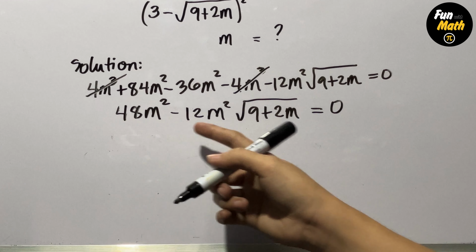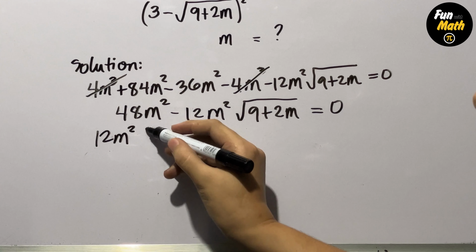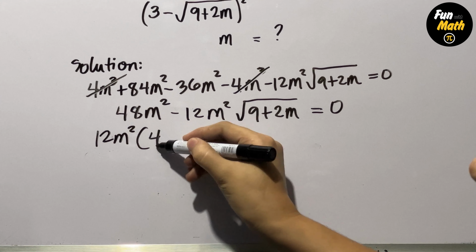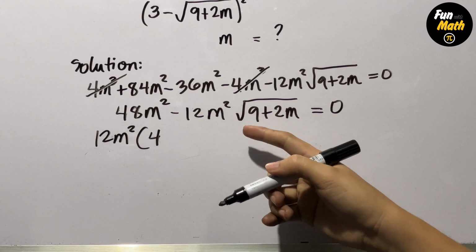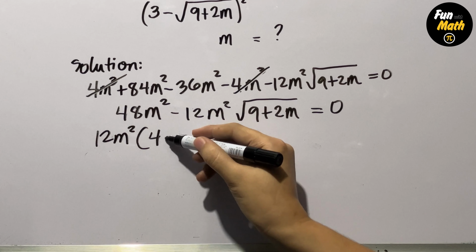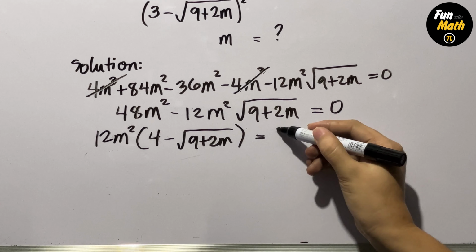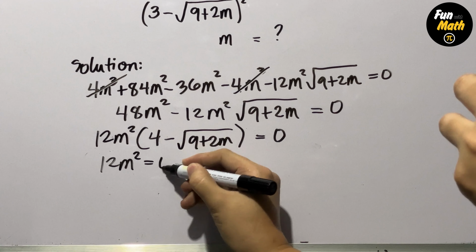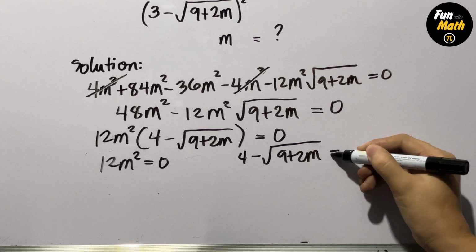And now we can factor this in terms of the common factor. The common factor is 12m squared. 48m squared divided by 12m squared is equal to 4. And then negative 12m squared square root of 9 plus 2m divided by 12m squared, this is cancelled. So we're left with minus square root of 9 plus 2m equals 0. Now we can have two equations. First is 12m squared equals 0. The other one is 4 minus square root of 9 plus 2m equals 0.